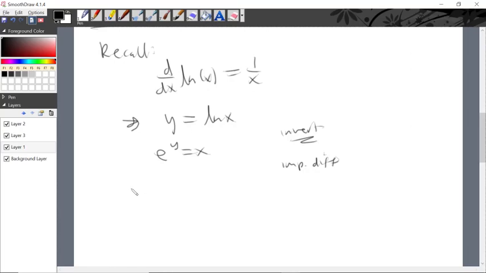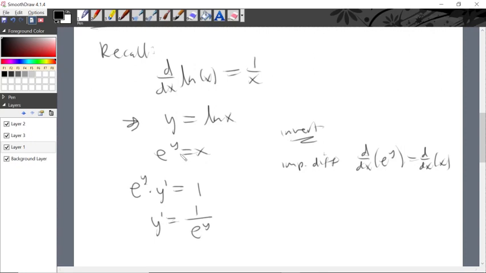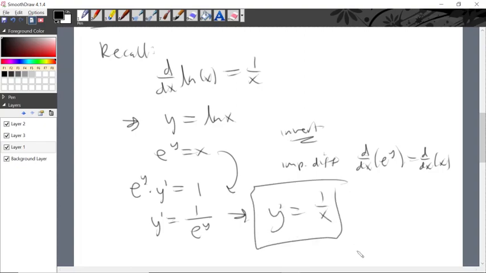implicit differentiation, we get e to the y times y prime is equal to 1. That's implicit differentiation applied to this derivative with respect to x. Solve for y prime. Then y prime is equal to 1 over e to the y. But what's e to the y? We said right here that e to the y is equal to x. So therefore we have y prime is equal to 1 over x. So we do in fact have that the derivative of the natural log of x is 1 over x.